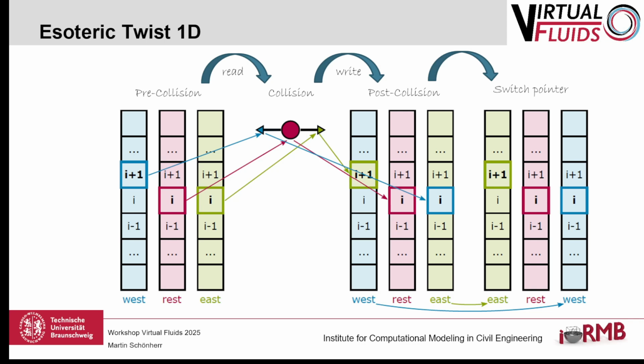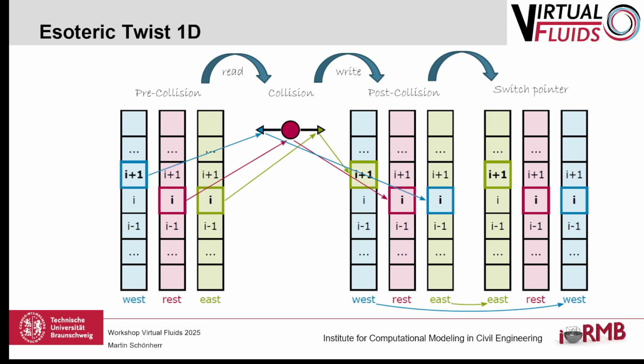Okay, then here's an esoteric twist once more. Maybe you don't need it because you understood everything yesterday, but Martin said we will show some slides, so I made some PowerPoint magic yesterday. So this is how esoteric twist works in the LBM code. You have these 1D arrays here, and this is a 1D example where you only have east, west, and rest distributions. We don't call it this way anymore, but let's say this is plus x, minus x, and the 0, 0, 0 distribution.